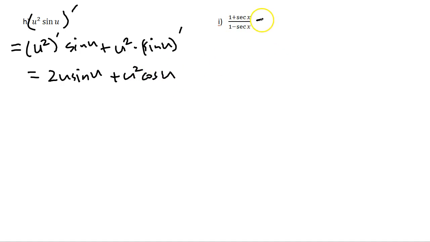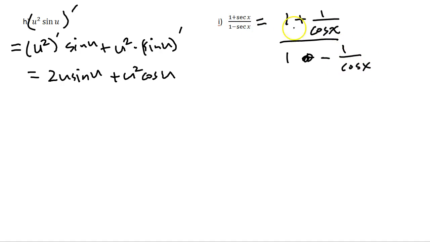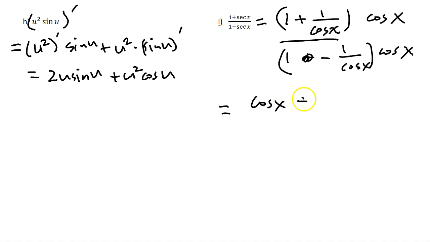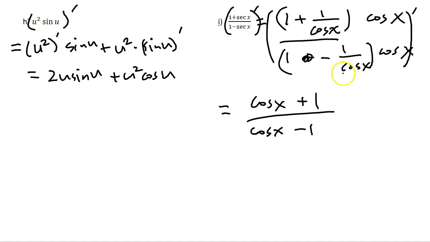This one you can apply the quotient rule, but I think I would like to have it simplified before doing anything more. So if I rewrite secant x as 1 over cosine, then it's a complex fraction, so I can multiply cosine x top and bottom to simplify. And that's cosine of x plus 1 over cosine of x minus 1. Okay, we still have to differentiate this.